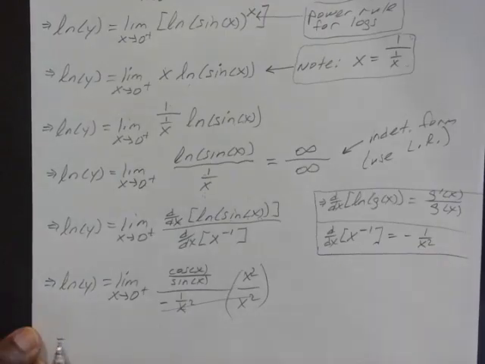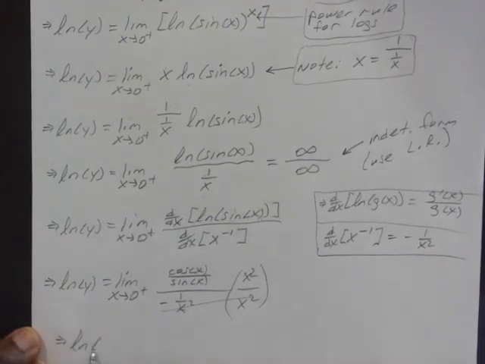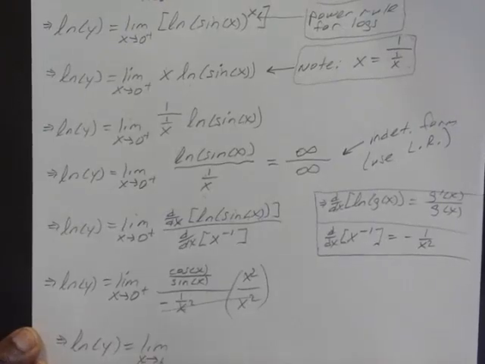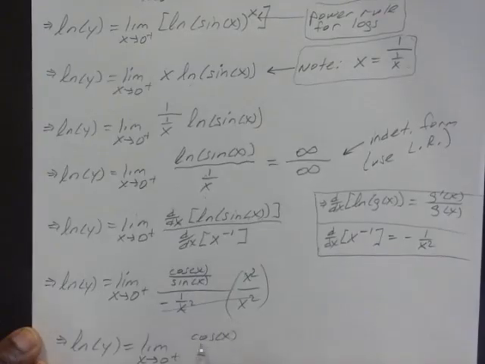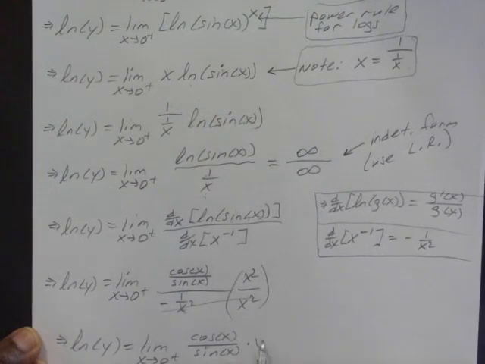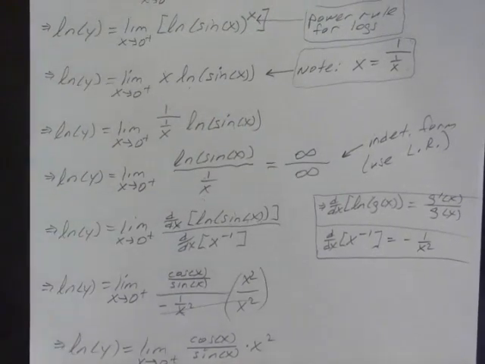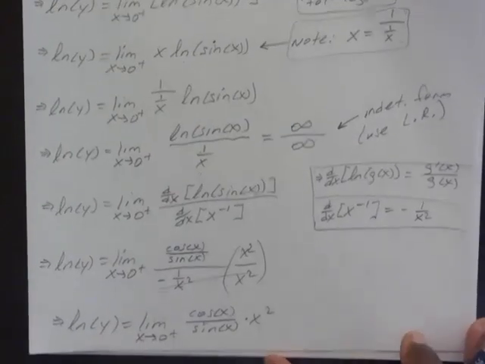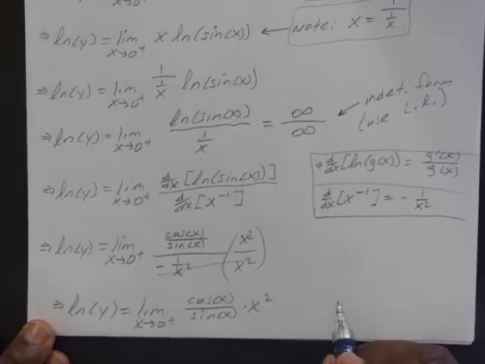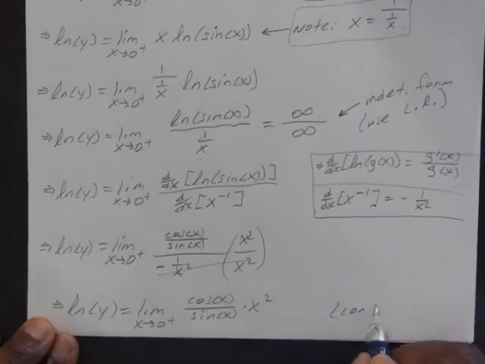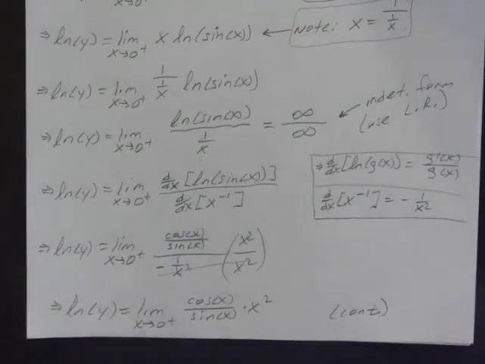Okay, so that will give us the natural log of y is equal to the limit as x approaches 0 from the right of cosine of x divided by sine of x times negative x squared. Bring that up a little bit. There we go. And we'll finish this on the next page.